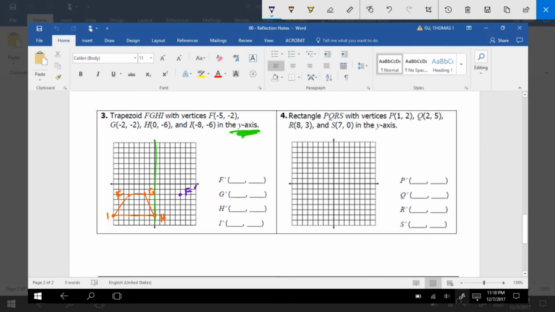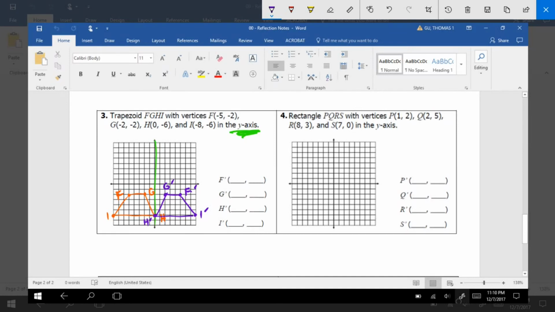F prime. G is 2 spaces to the left. That means we're going to have it go 2 spaces to the right. There's G prime. H is right on the y-axis. It's 0 spaces away, so we don't need to move H at all. H prime is going to be exactly where H was. And then I was 8 spaces to the left. We're going to move 8 spaces to the right. So I prime is going to be right there. And let's connect our points and make sure it looks the same, just a mirror image. And yes, it checks out.